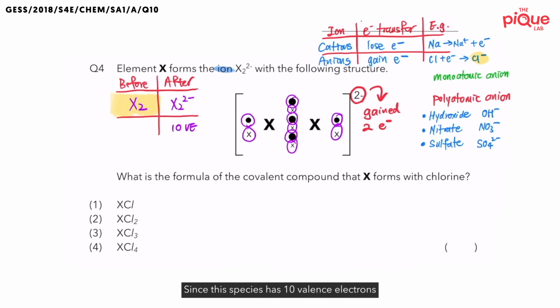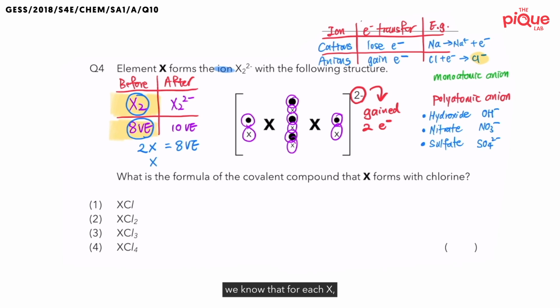Since this species has 10 valence electrons after gaining these 2 electrons, how many electrons do you think this species possess before gaining these 2 electrons? That would be 10 minus 2, which is 8 valence electrons. After establishing this fact, we can see that X2 has 8 valence electrons. And we know that in X2, we have 2 identical elements X. And if that makes up a total of 8 valence electrons, we know that for each X, that would be simply 8 divided by 2, which is 4 valence electrons.